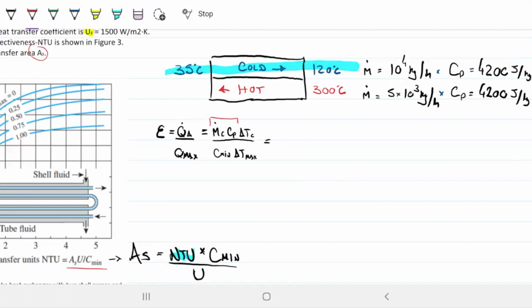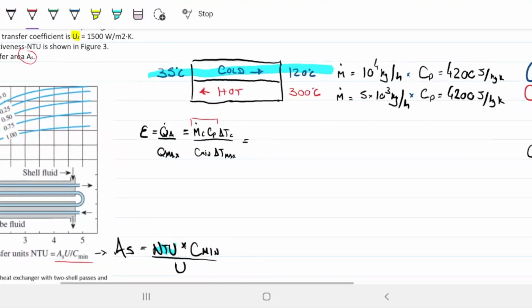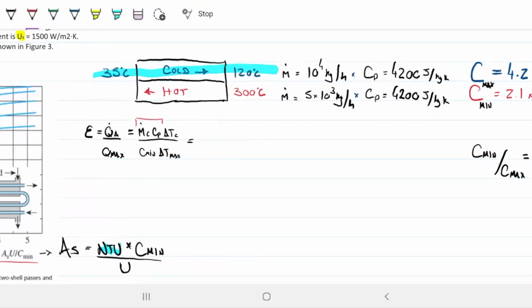Right? Note that this multiplication here, mass flow rate of cold times Cp of cold, is our C max, right? 4.2. It's the same thing as C max. We already did this multiplication, in other words. So we could write this as C max times delta T cold divided by C min times delta T max.